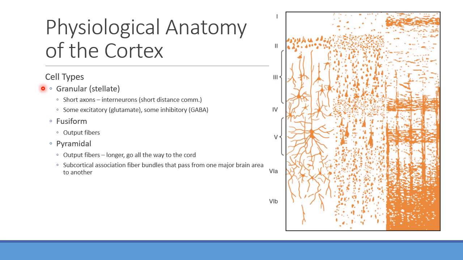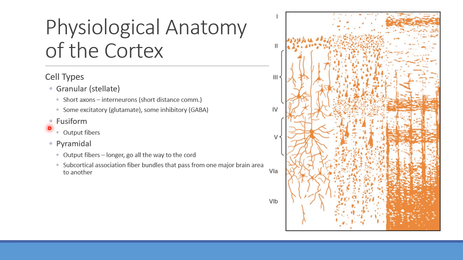So we're going to have things like granular cells, otherwise known as stellate cells. These have pretty short axons. The signals they're transmitting are not going to go very far, usually good for interneurons or very short distance communication from one cell to another. Typically, these are either excitatory, releasing things like glutamate, or inhibitory, releasing things like GABA. It just depends on what kind of neurons you're running into, right?